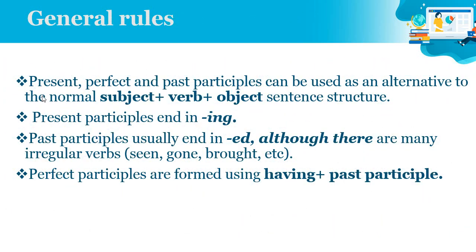Now look at the general rules. Present, perfect, and past participles can be used as an alternative to the normal subject plus verb plus object sentence structure. Present participles end in ing. Past participles usually end in ed, although there are many irregular verbs: seen, gone, brought, etc. Perfect participles are formed using having plus past participle.